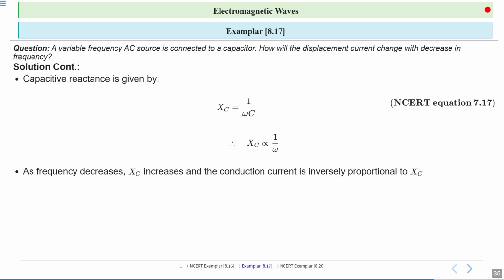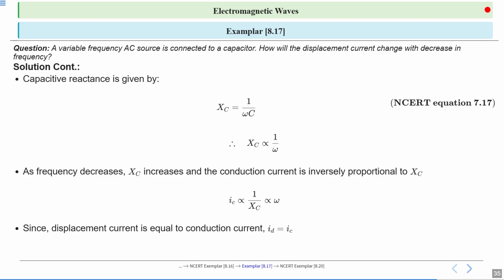So if Xc increases, opposition is increasing, current will decrease. So conduction current is inversely proportional to Xc. That means Ic is inversely proportional to Xc and Xc is inversely proportional to omega. That means conduction current is directly proportional to omega, the frequency. If frequency is decreasing, current will decrease eventually.